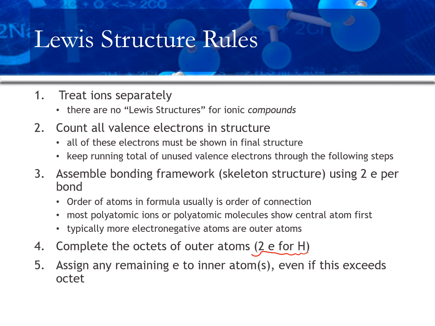Step 5. If you still have electrons left over from the valence electrons that you counted up after you've done this, then those electrons must be assigned to inner atoms as pairs of electrons where possible, even if that exceeds an octet on the inner atom. Okay? Once you've done this, after Rule 5, we have what we will call a provisional Lewis structure.